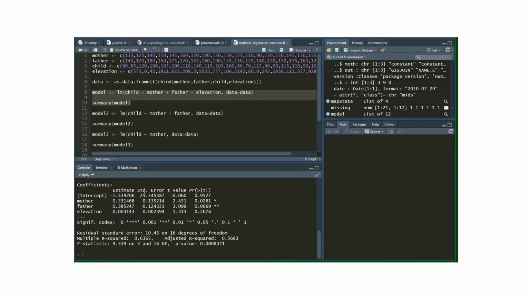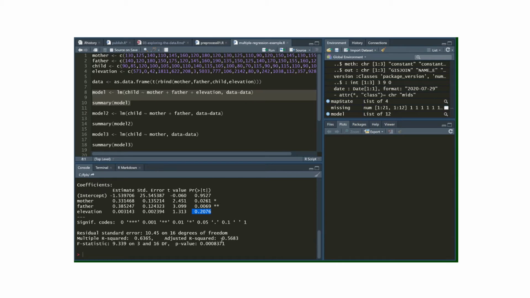And we can interpret that more clearly by looking at the p-values for each of the variables. So we see for mother it's 0.03, which is significant. For father it's 0.01, which is significant. And for elevation it's 0.21, which is not significant. Okay, so this all sort of makes sense. Your blood pressure is influenced by your parents, but not by your height above sea level.